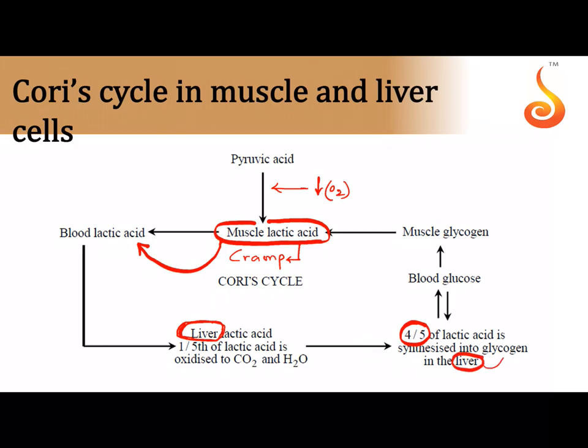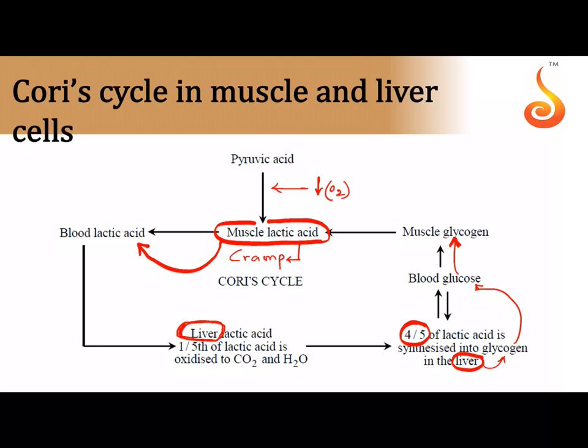And whenever you need it, the glycogen in the liver will get broken down into glucose. It will be sent to your blood, and your muscle needs glucose because your muscle needs this energy, because for your muscle contraction you need a lot of ATP. So Cori's cycle is how your muscle gets rid of that lactic acid, isn't it?